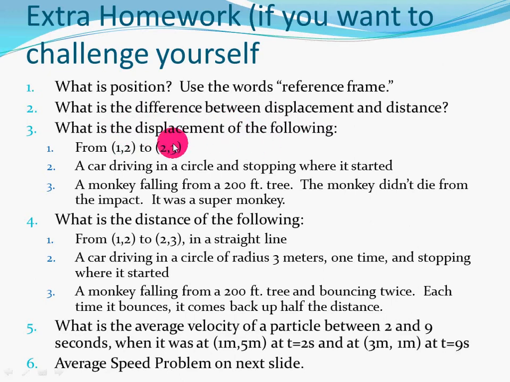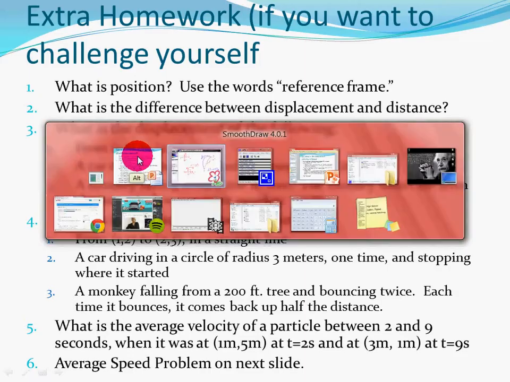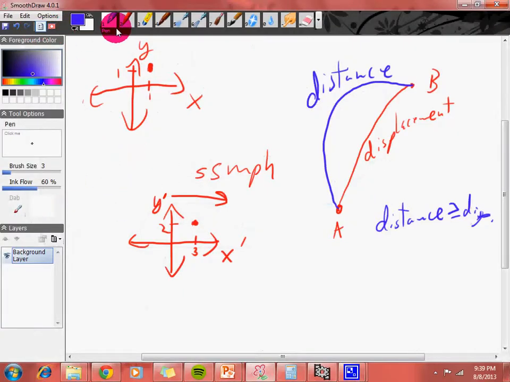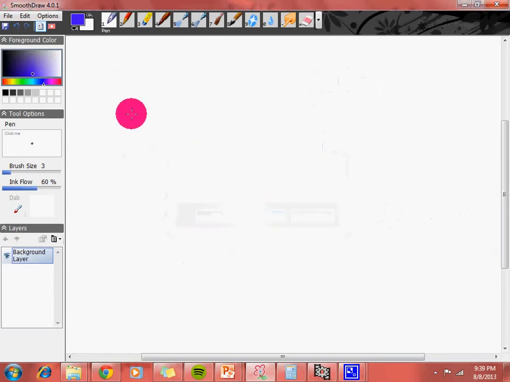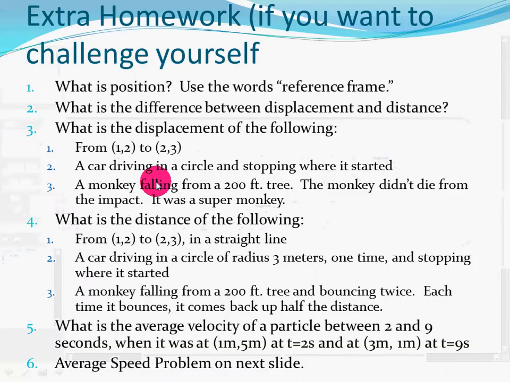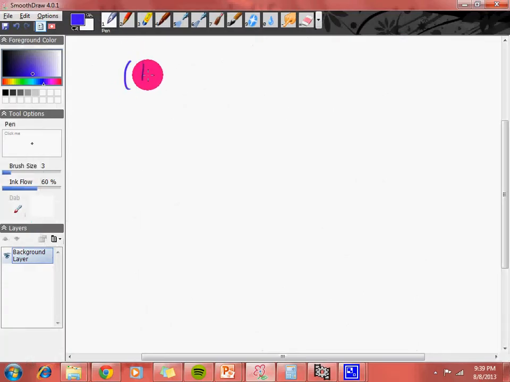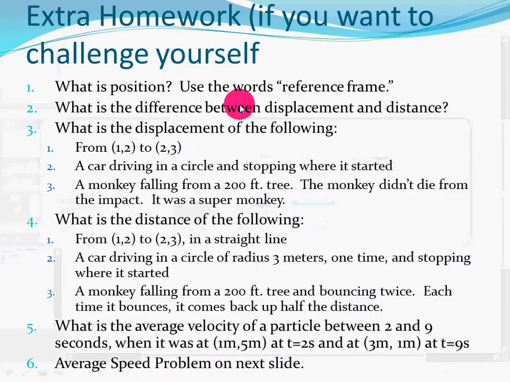What is the displacement of the following from 1, 2 to 2, 3? Well, I'm very glad you asked. There are two ways of doing this. I just cut it into x and y components in the video, but you can also find the actual displacement without cutting it into x and y components. So let's do a new thing. The 2 points are 1, 2, and then 2, 3.